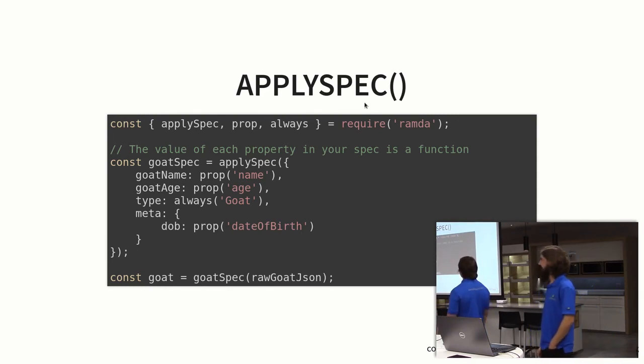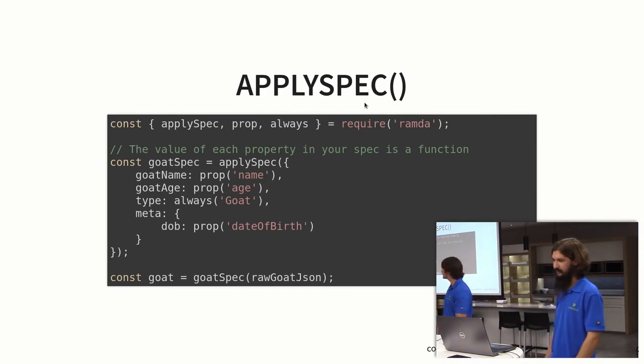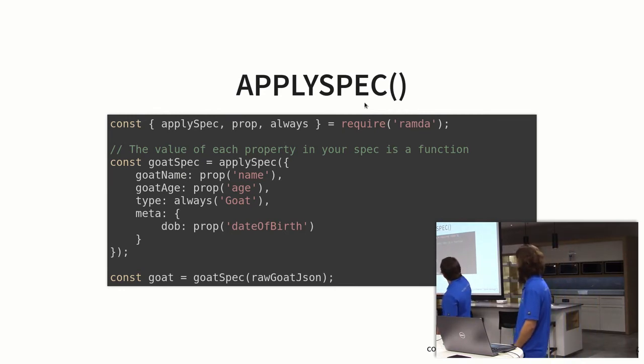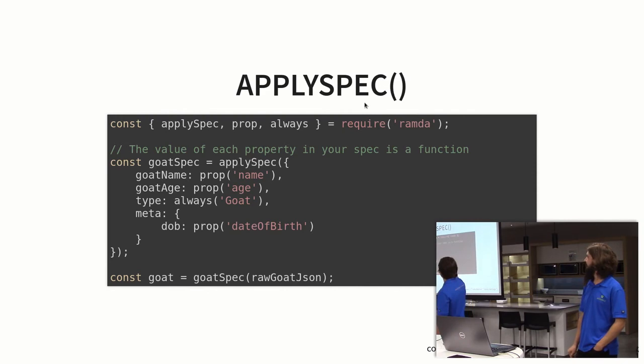So what applySpec allows you to do is define a specification for how to create an object. Okay? So in this instance, we're creating a goat spec. It knows how to create goats. Okay? I mean, you can see we've got our properties on the left there, as you would. Goat name, age, type, and meta. But on the right is always a function.